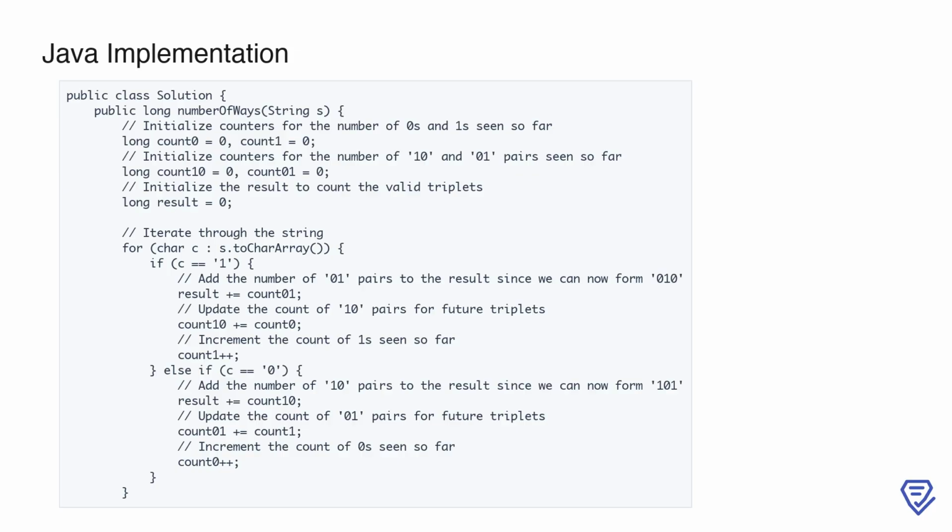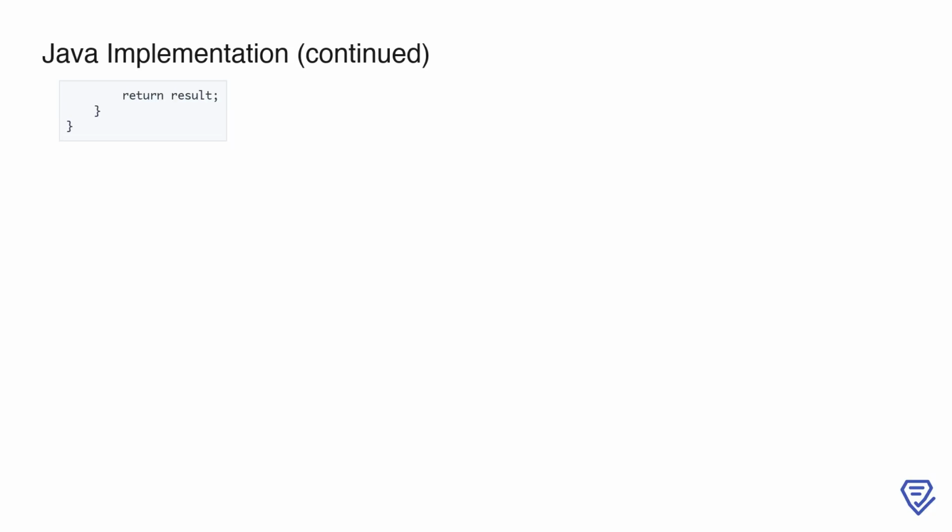Similarly, if the current character is 0, we add the number of 10 pairs to the result since this 0 allows us to complete 101 triplets. We then update count01 by adding count1, as this 0 forms new 01 pairs with all previously seen ones. Finally, we increment count0 to account for the new 0. After looping through the entire string, we simply return the result variable, which now contains the total number of valid triplets that can be formed.